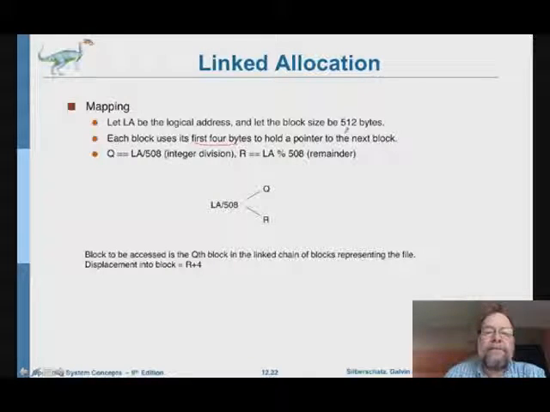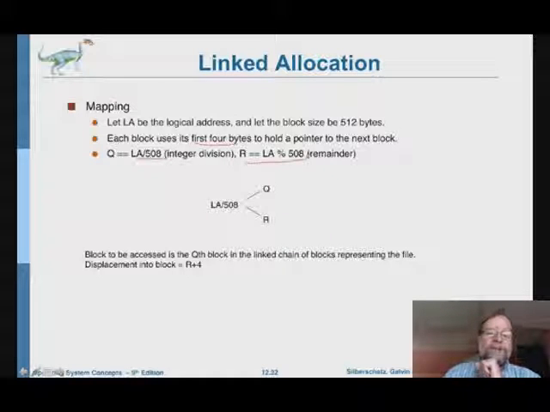And so that means of each block's 512 bytes, only 508 of them can actually be used to store data. So if we take the logical address and want to convert it to the physical address, we have to divide by 508, and that gives us a number q, which is the qth block that we're trying to access in the file. And then, as before, a remainder, the modulus operation, gives us an offset within that block to get to the particular byte we're trying to access.